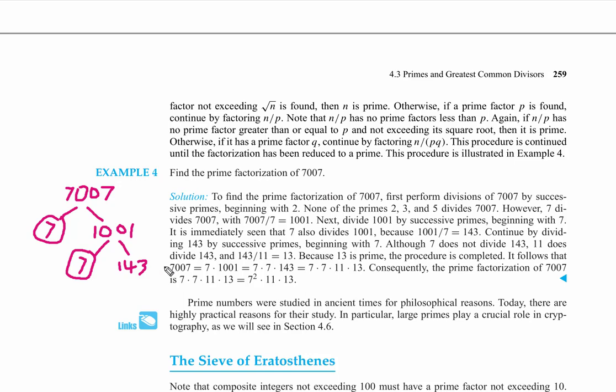143, is that a prime number? It turns out, yeah, 143 is 11 times 13. Starting 2, 3, 5, 7, 11 is the first prime factor, and it goes in 13 times. Alright, 11 and 13 are prime, so we finished. So that's the prime factorization of 7007.